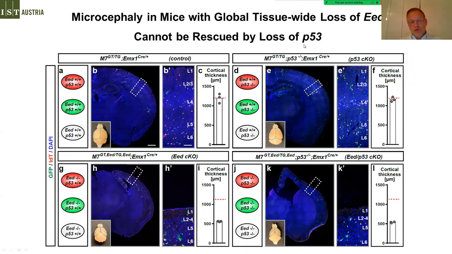So this is shown here. This is a control situation. Everything is wild type. We have a nice cortex at the appropriate thickness. When we knock out P53 alone, there's no big difference. There's a slight increase, but not really much. But then when we compare this to the ED CKO, so here all cells are ED knockout, we have the very strong microcephaly. Together with P53, we do not significantly change the extent of the microcephaly. So this really shows that this microcephaly is independent of P53.